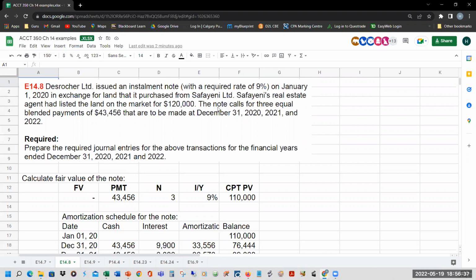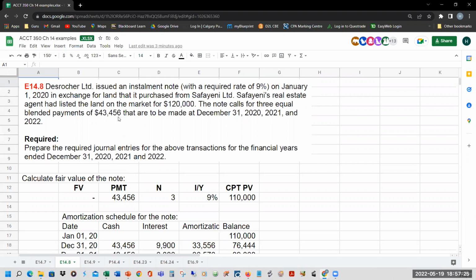The note calls for three equal blended payments of $43,456. And what's a blended payment? It includes an amount for principal and a certain amount for interest. And the most common blended payment that you would be aware of in your lives is a mortgage payment, right? So if you have a mortgage payment on a house, whatever amount that you pay to the bank every month, let's assume it's monthly, includes a portion that goes towards the interest on the loan, and the other portion is a small reduction to the loan.